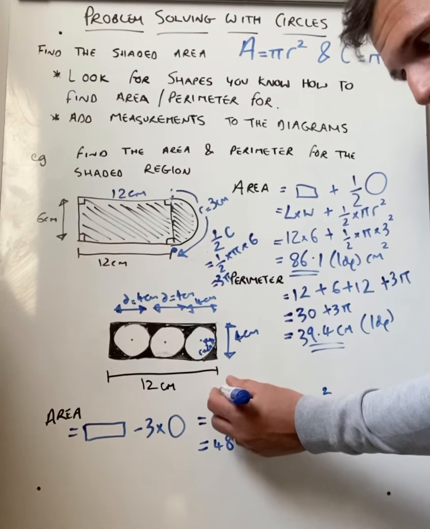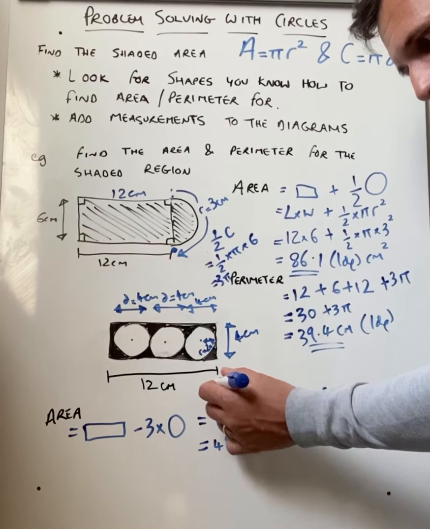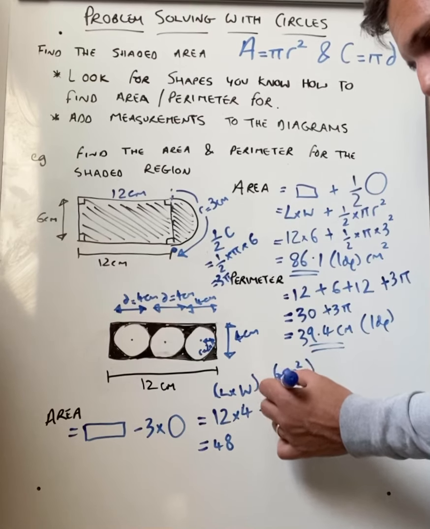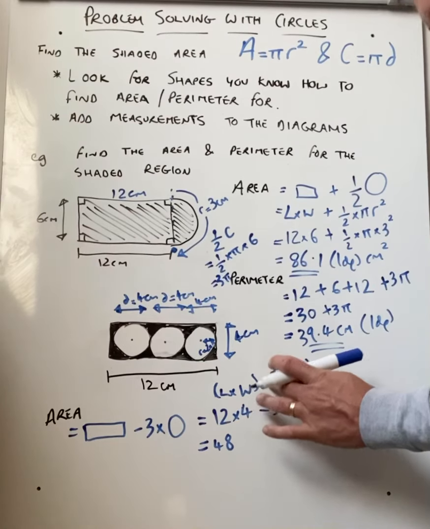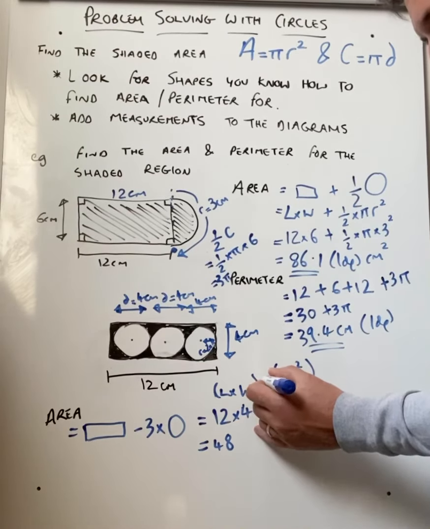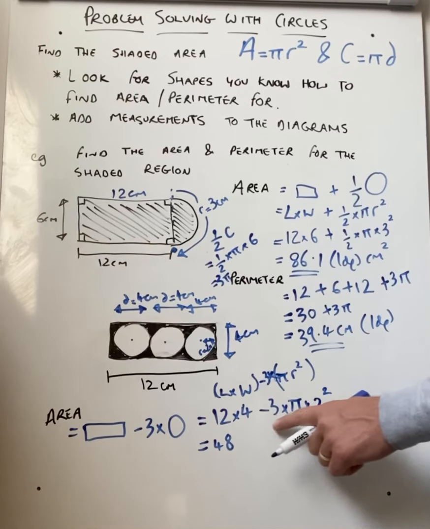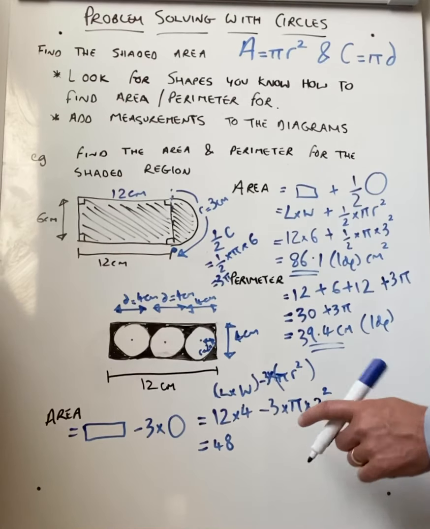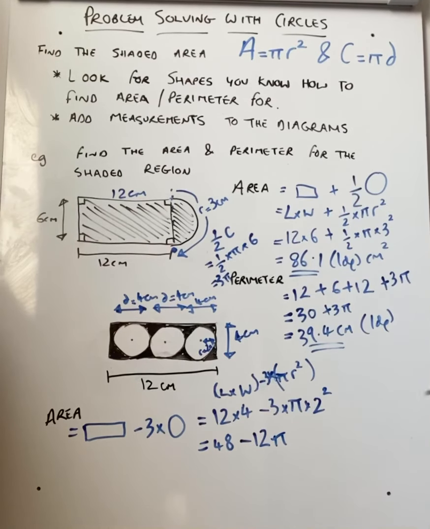So again, what I'm going to do is write above each of these the formulas I've used. So I've used length times width for my rectangle, and I've used pi r squared times by 3 for my circles. Sorry, it's a bit messy. Let's try that again. Minus 3 times pi r squared. And again, if we calculate this, thinking about BIDMAS, we do squaring first. 2 squared is 4, times 3 is 12. So we're going to take away 12 lots of pi. And that's our exact answer.